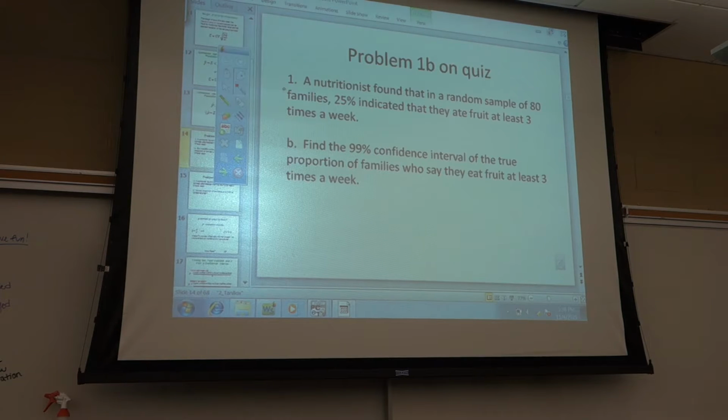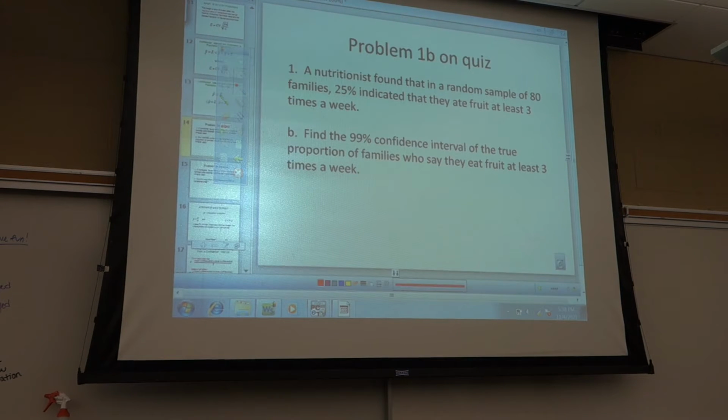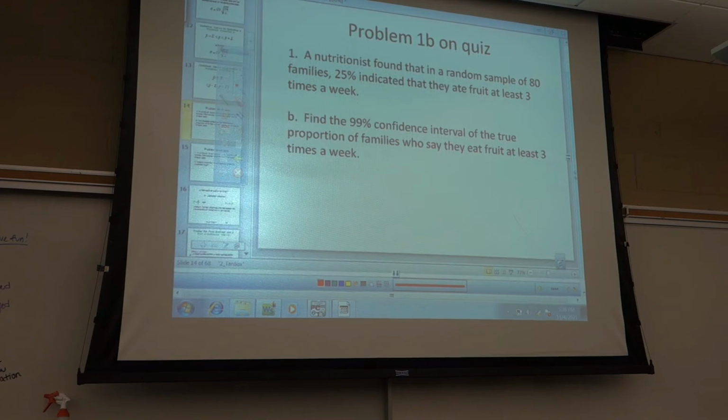Problem 1B on the quiz. Find the 99% confidence interval of the true proportion. Does anybody need another 30 seconds to finish this? Everybody has it? Yeah. Okay. So here, my n is 80. My p hat is 0.25. So that means that my q hat is 0.75. And then my critical value, let's see, 99% confidence interval is 2.575. Yeah. Great.